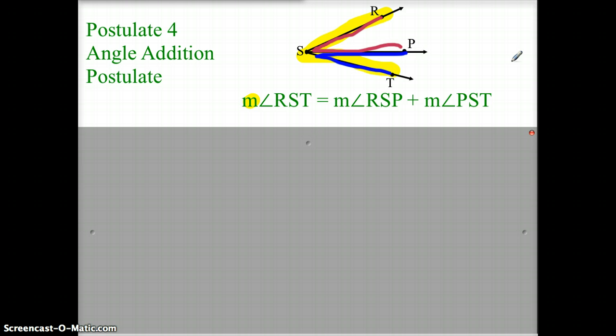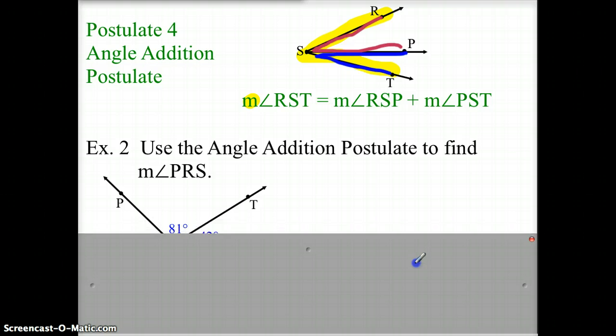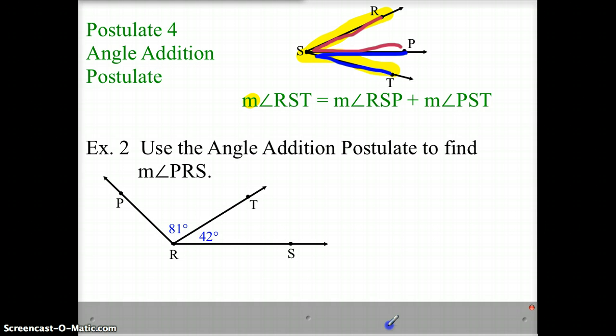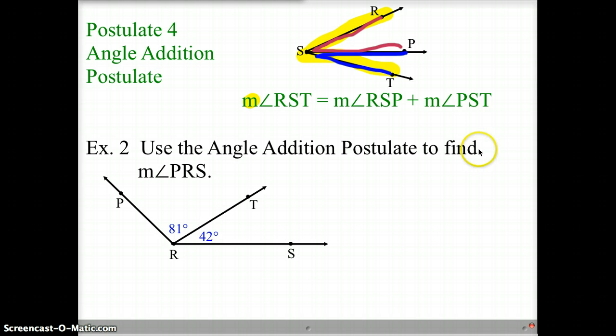So, like I said, this is kind of one of those duh things. Well, of course, the big angle is just going to be the two smaller ones added together. But in geometry, we have to state things like that. So this is the angle addition postulate. And we can use that angle addition postulate to help us find other things.